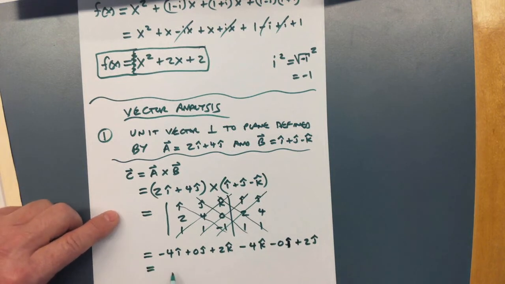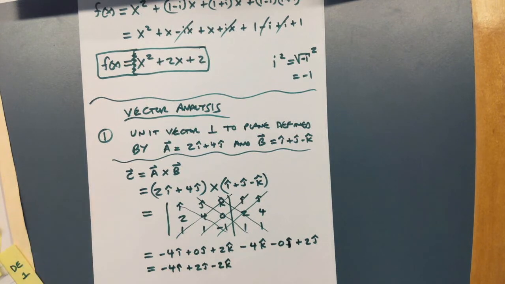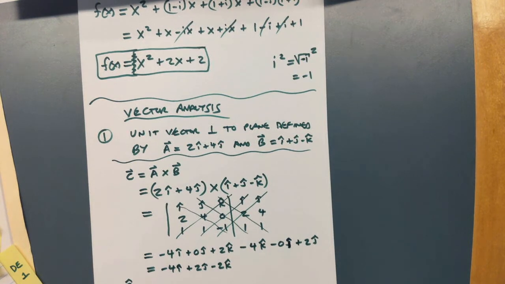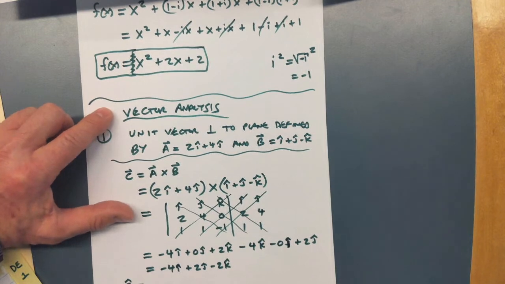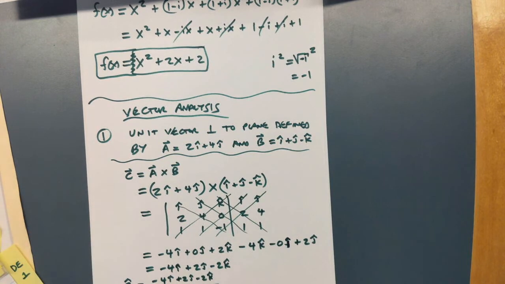So putting that all together, in terms of i's, we've got minus 4i. In terms of j's, we have 2j. And in terms of k's, we've got minus 2. Let's see if that's right. Yes. So that's a vector perpendicular to that plane. And now to turn it into a unit vector, we take the vector and divide it by its magnitude. So minus 4i plus 2j minus 2k divided by its magnitude, which is the square root of the sum of the squares of the components.